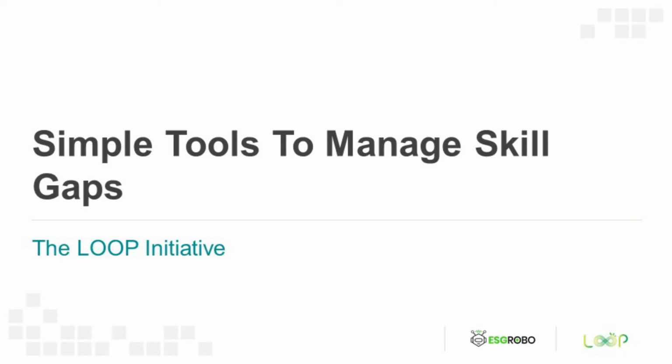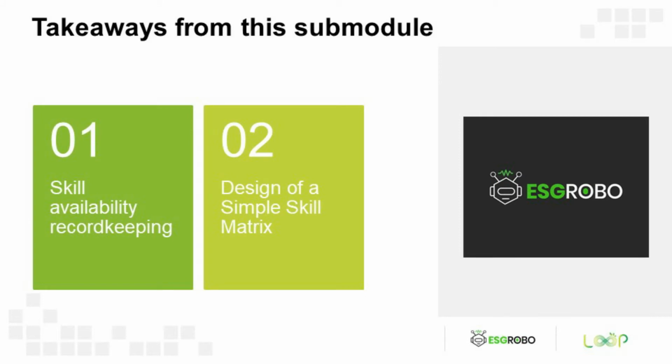So one of the most basic tools for skill gap management, and in general for skill management in any factory, is a skill matrix. So in this module, we'll do a little bit of a deep dive on this particular matter, and we'll look into two aspects with regard to using a skill matrix for skill gap management. First, we will develop an understanding of the skill matrix for the purposes of skill availability, record keeping, and the various ways in which it can be used.